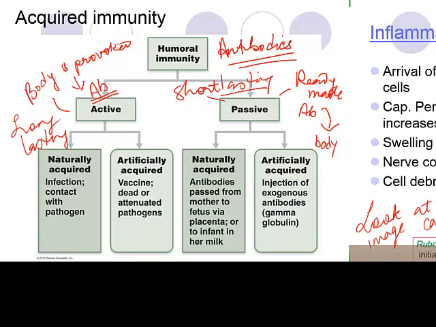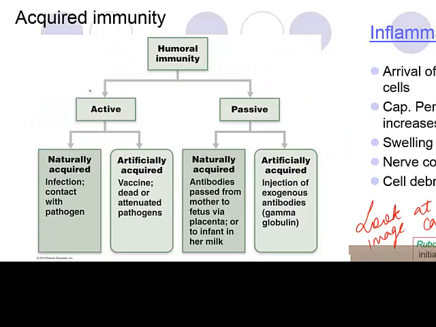In both cases, see, I'm using the word antibodies, because humoral immunity has to do with antibodies. So in active immunity, your body produces the antibodies. In passive immunity, it is given the antibodies. Another name for antibodies, can anyone tell me? Immunoglobulin, very good. Immunoglobulin is a name for antibody.